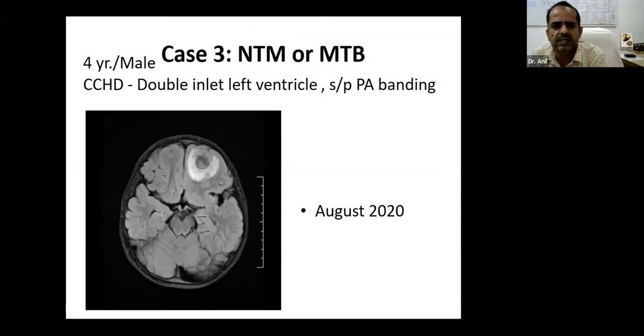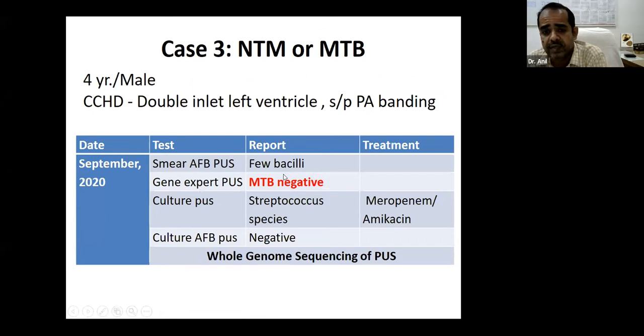Now, this is an interesting case where we had a brain abscess. This is a child with congenital heart disease, on long-term follow-up in our hospital. The child was there for follow-up for correction of his heart anomaly, and suddenly landed up with seizures, and we saw a brain abscess. The pus was smear positive for AFB, but unfortunately GeneXpert came negative. If you have smear positive and GeneXpert negative, the first thing that comes to mind is non-tuberculous Mycobacterium. However, the culture grew Streptococcus species.